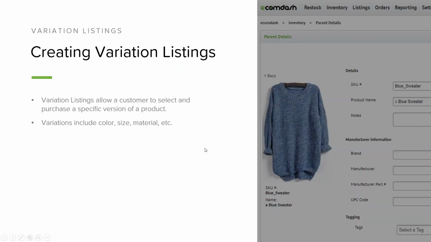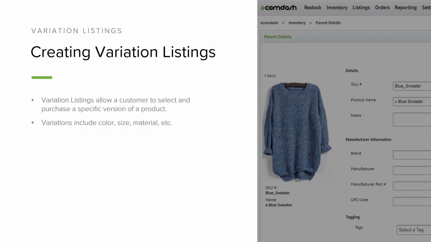Great, so moving away from listing profiles, we can start talking about variation listings. So just as a brief overview, variation listings allow your customers to select a particular version of a product they would like to purchase. This is very common with clothing items, also with electronic items. Clothing, the variations are pretty straightforward. Pretty much any clothing item is going to have a variation based on size, small, medium, large, extra large, whichever size the product may be available in.